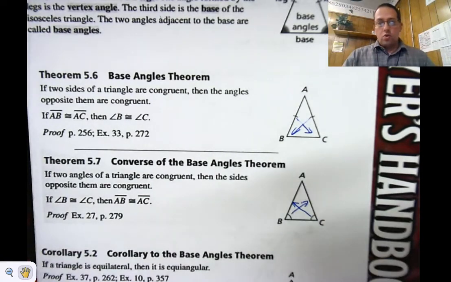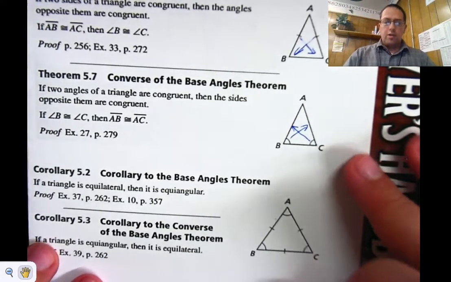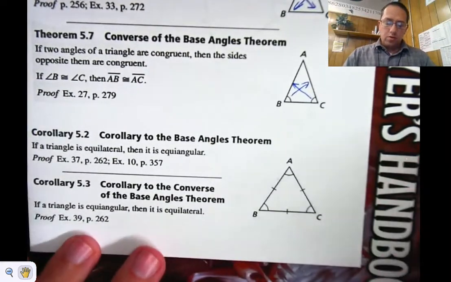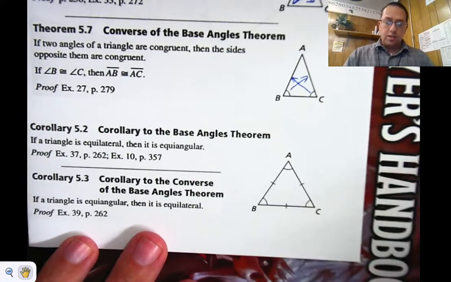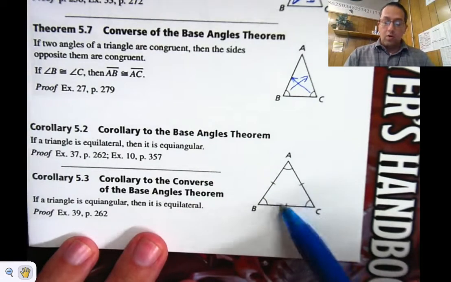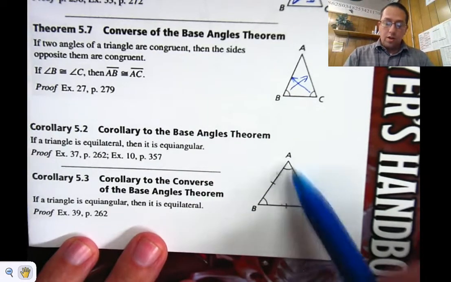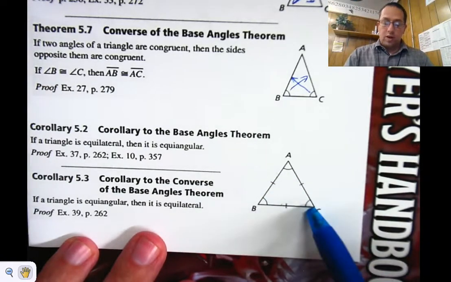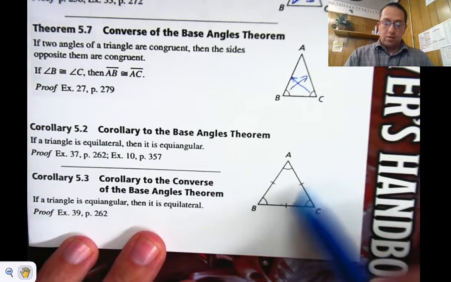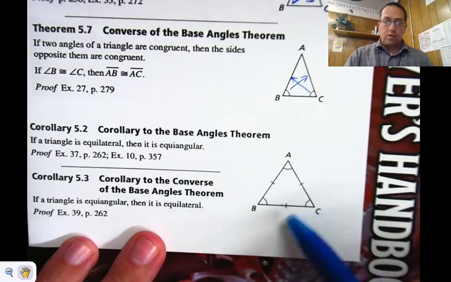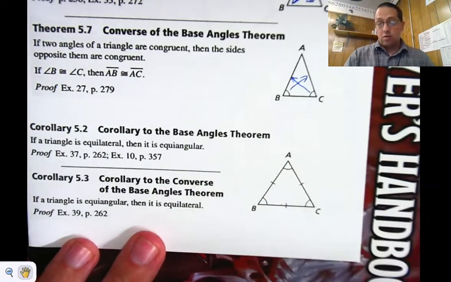Then we have corollaries. And if you remember, a corollary is something that can be proven really quickly from the original theorem. So the corollary of the Base Angles Theorem says, well, if a triangle is equilateral, then it's equiangular. So if all three sides are congruent, then all three angles are congruent. Because if these two sides are congruent, then these two angles are congruent. And if these two sides are congruent, then these two angles are congruent because they're opposite those sides. So that means all three angles are congruent to each other because all three sides are congruent to each other.